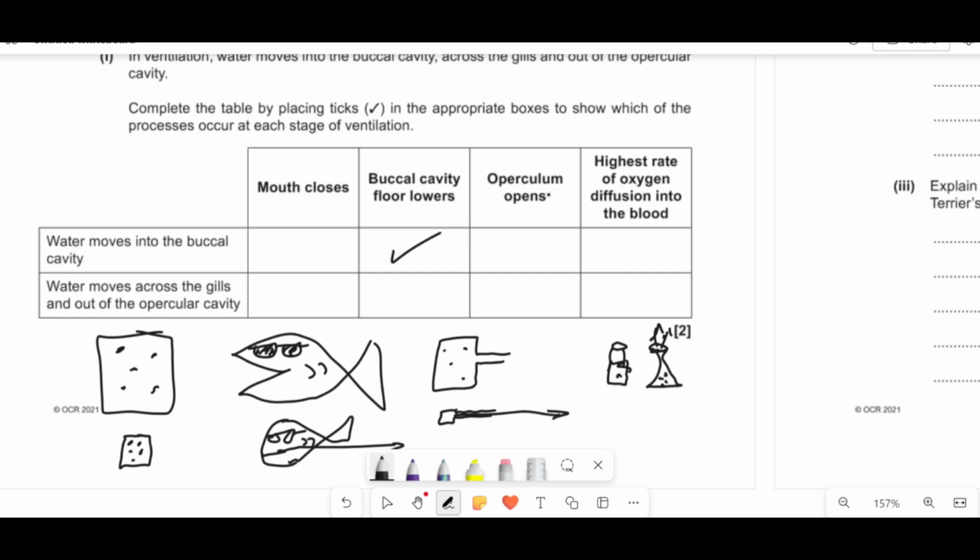Then none of the other ones really, because if the operculum opens, it's going that way. It's getting out of the buccal cavity. And also highest rate of diffusion in the blood, but this is just in the mouth, not in the gills, where it's just all kind of behind there. So then that's that row done.